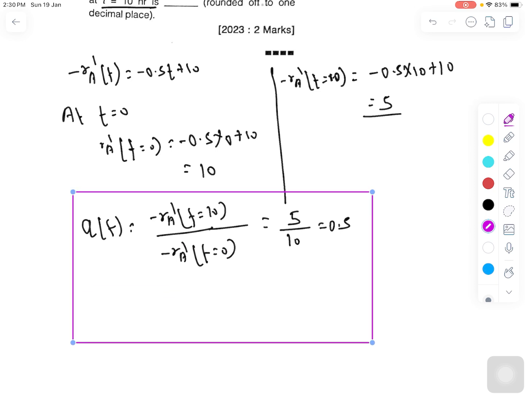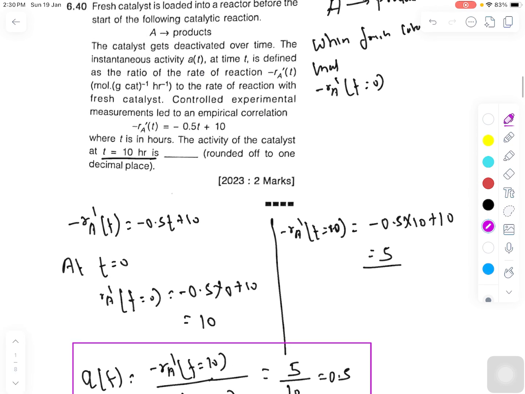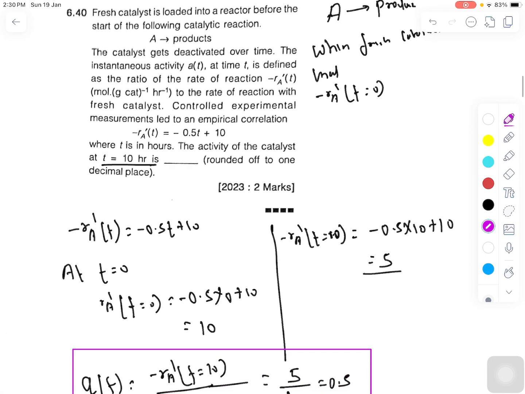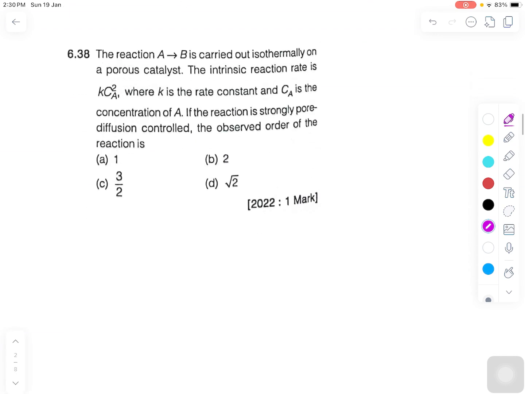But this was a new concept that has been introduced in the heterogeneous catalytic system. This kind of question you will see in the Fogler book, so you can go and solve some more questions from there, right? Okay, I hope this question is clear to all of you. Now I'll be moving towards the next problem of today's discussion.